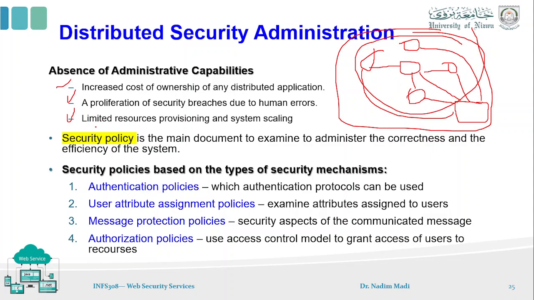We have, for example, limited resources. We can have proliferation of security breaches, an increase in breaches and attacks, and an increase in the cost of ownership. So all of those are problems that may occur if we do not have administrative capabilities. Okay, security policies are based on types of security mechanisms. So we have different policies, as you can see here.